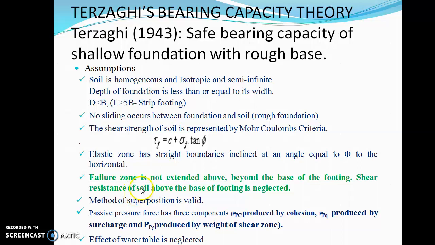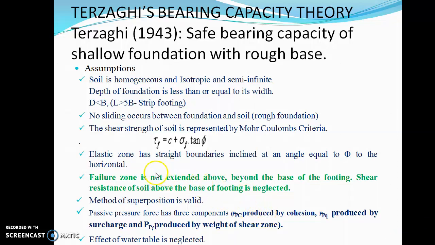Also, we do not consider sliding because the foundation is rough. We assume that there is no sliding between the foundation and the soil. Also, the shear strength of soil will be represented by the Mohr-Coulomb criteria, tau is equal to c plus sigma tan phi. Elastic zone has straight boundaries inclined at an angle phi to the horizontal. Failure zone is not extended above or beyond the base of footing.